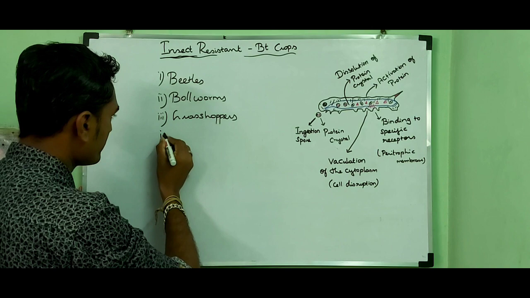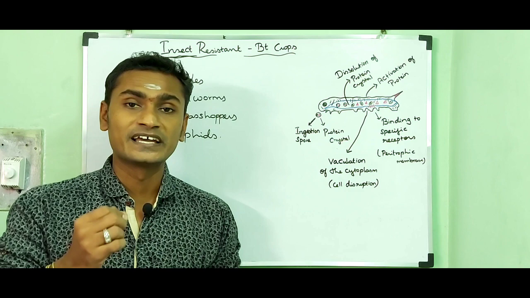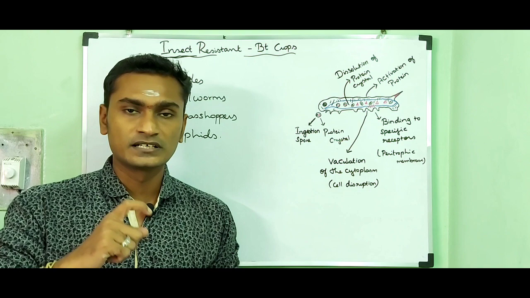BT cotton and BT brinjal are transgenic plants. They are genetically modified plants with the help of a transgene. The transgene gets introduced into the plant genome and integrated with it in order to produce a toxic protein, a microbial protein.